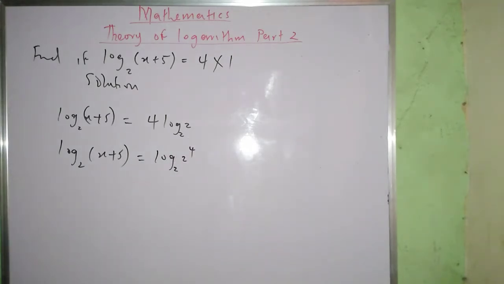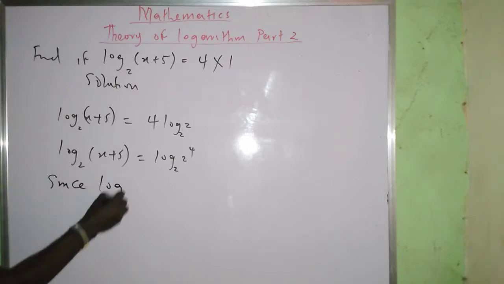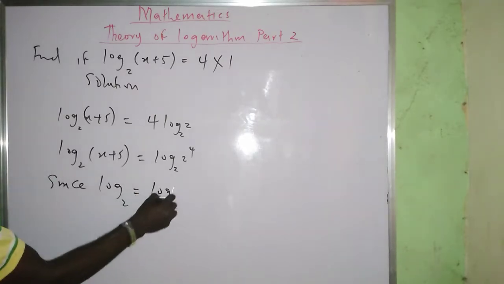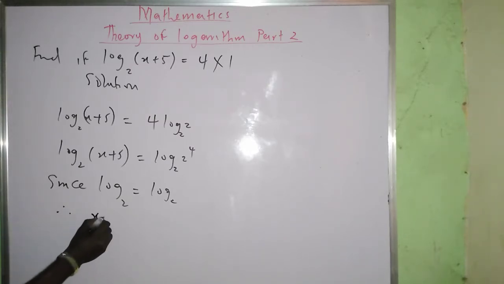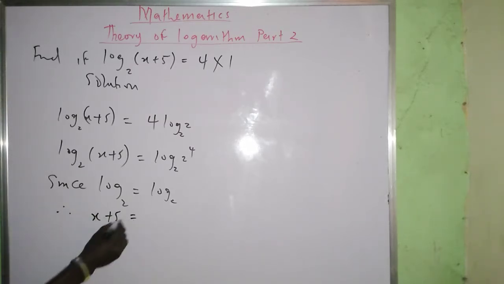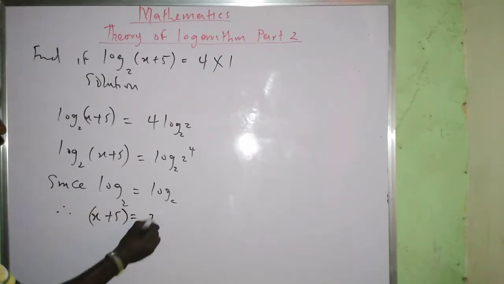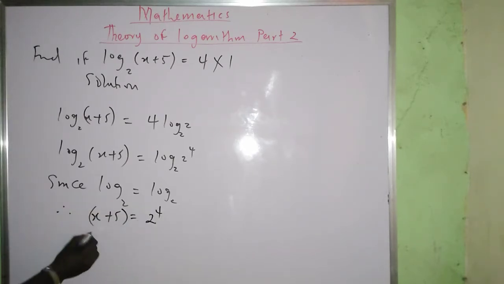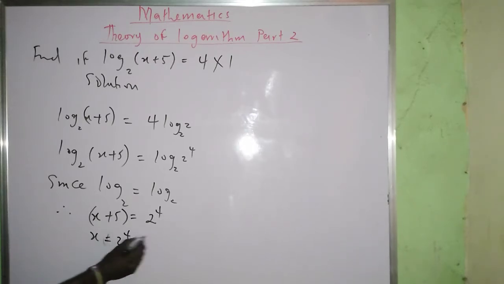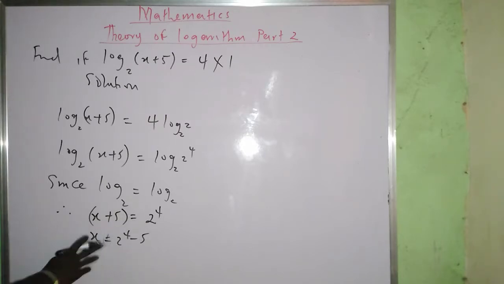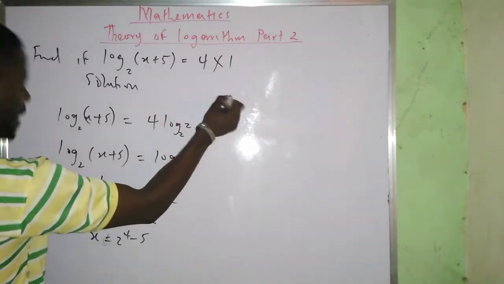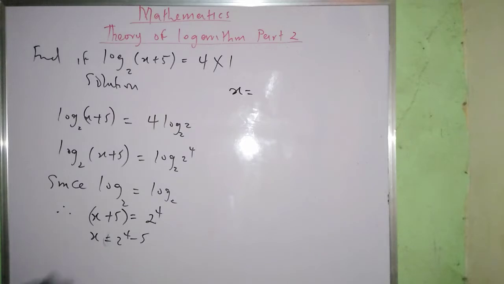Now, since log to base 2 equals log to base 2, therefore my x plus 5 equals 2 raised to power 4. It means my x equals 2 raised to power 4 minus 5. I subtract 5 from both sides. Take away 5 from 16. Now my x will be equal to 16 minus 5, which is 11.